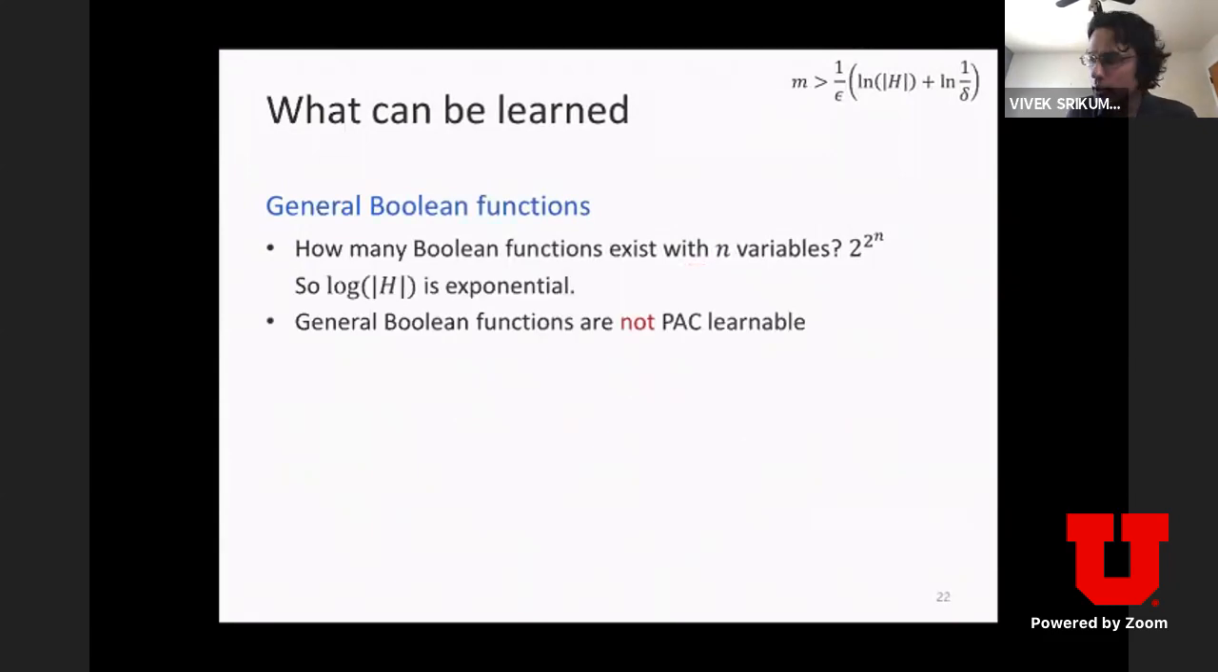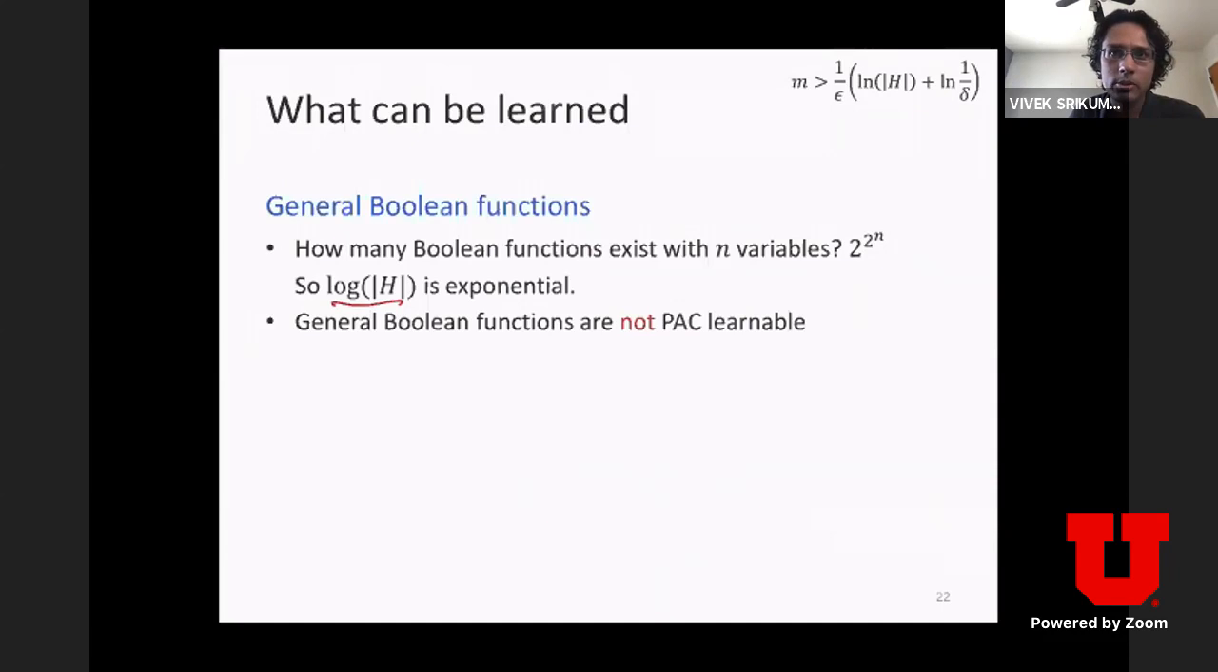The log of that quantity is still 2 power n. So the log of the size of H is exponential. General Boolean functions, this means, are not PAC learnable. This is the second time we have encountered this result, if you're keeping track, just looking at it in different ways. The last time we saw that was in the context of the halving algorithm. So the log of the size of the hypothesis class is exponential. General Boolean functions are not PAC learnable.